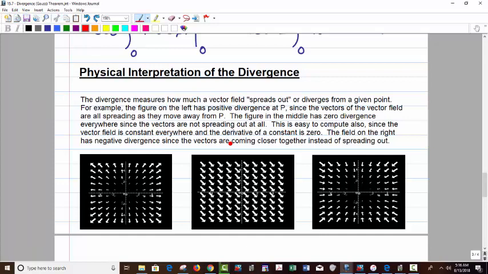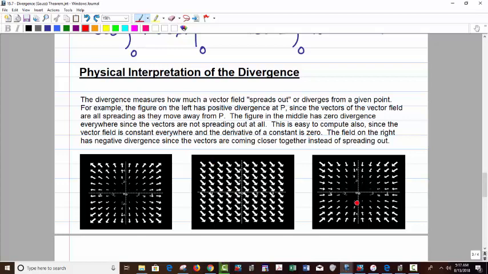The middle one essentially has 0 divergence since they're not really spreading out at all. They're just kind of going in a straight little line like that. Oh, and like it's explained here, because the vector field is constant, because they're all going in the same direction, that also indicates the divergence, the derivative, would be 0 also for that reason.